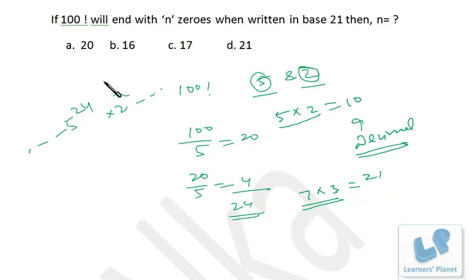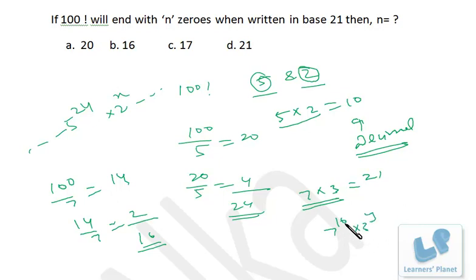So what we have to do in this particular question is see how many 7 and 3 combinations are there. Once again, definitely 3's will be more than 7's because every third number is a multiple of 3. So we have to precisely find out how many 7's will be there in 100 factorial. So 100 by 7, that's 14, and then 14 by 7, that's 2. So in all it will contain 7 raised to 16 and 3 raised to some higher power, but we are interested in 16 combinations. So we'll get 16 7 and 3 combinations. That means there will be 16 zeros at the end of 100 factorial if it is written in base 21.